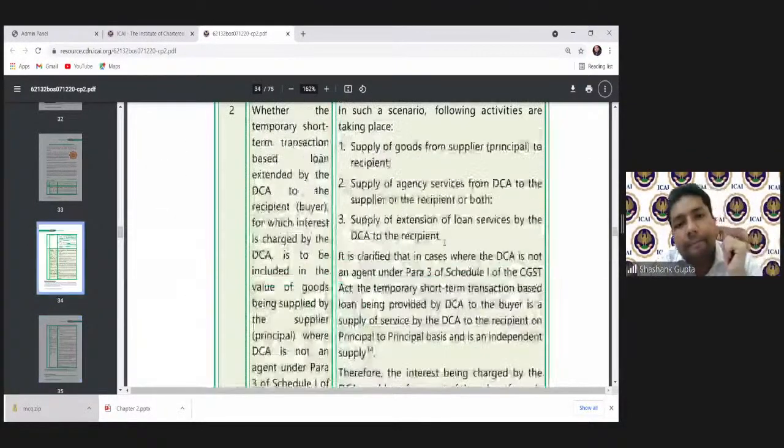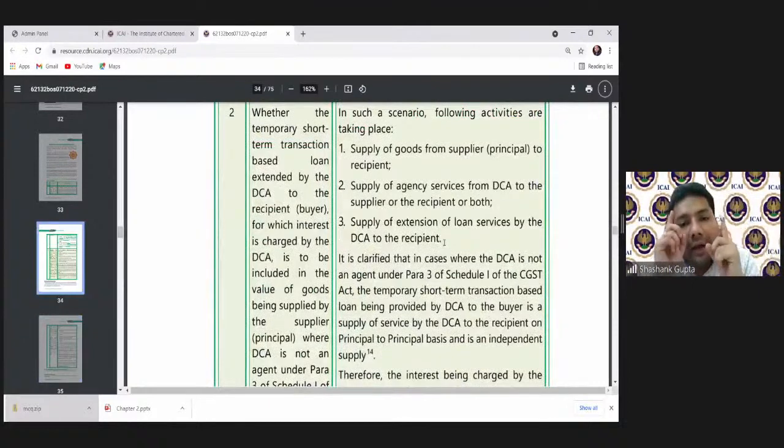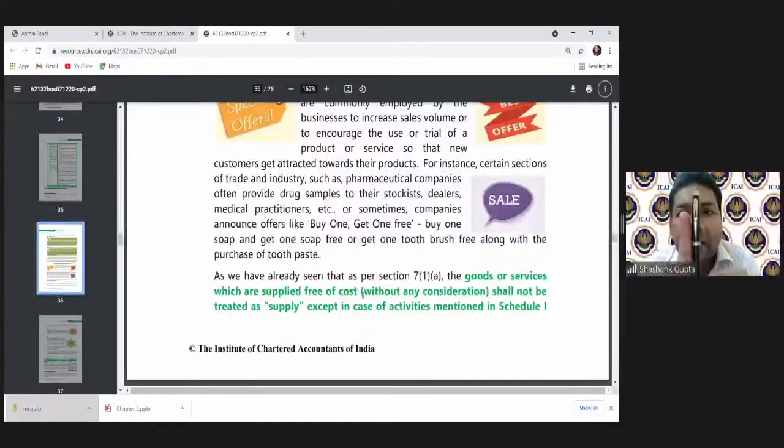Secondly, in another case, where DCA is not an agent under para 3 of Schedule 1, and in such case, pen plus another one free. Now, as soon as you hear the term free under GST, your head starts running. Oh, Schedule 1, oh, Section 17, Subsection 5, under GST, ITC. What is going to happen? My God, free. It's a headache.